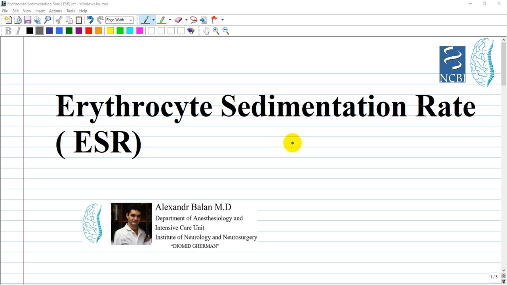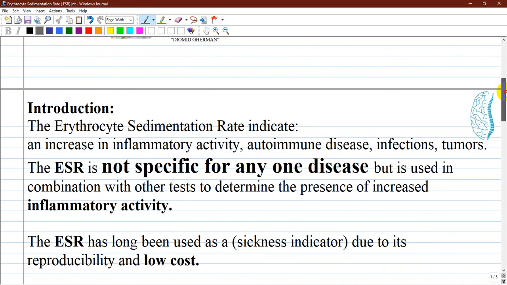One of the laboratory tests that are used often in medical practice is represented by ESR, or erythrocyte sedimentation rate. Let's review this one in many slides.